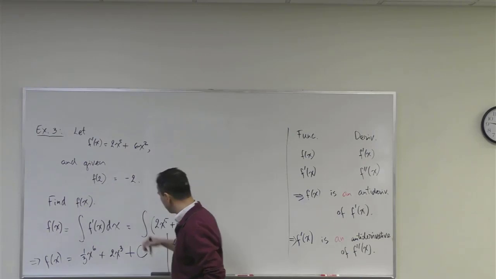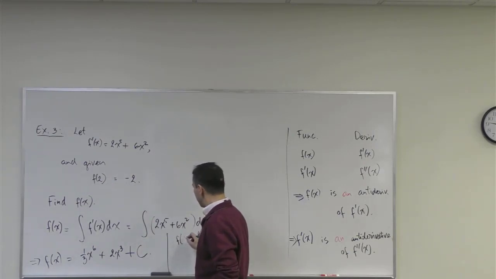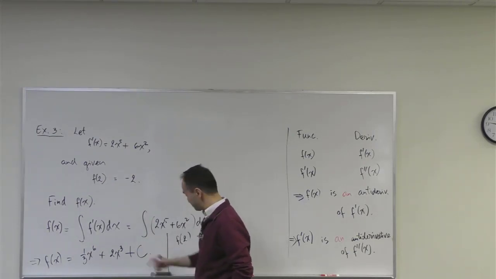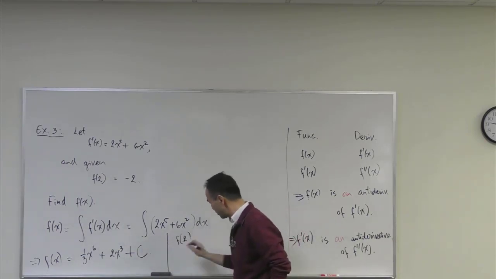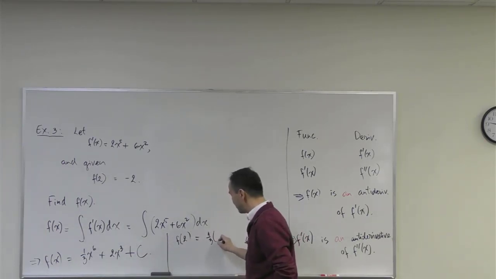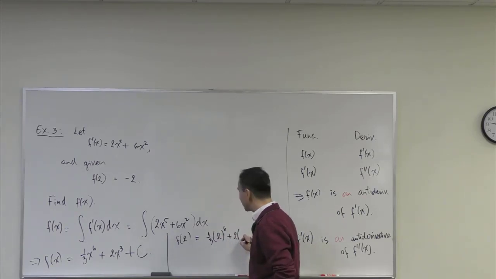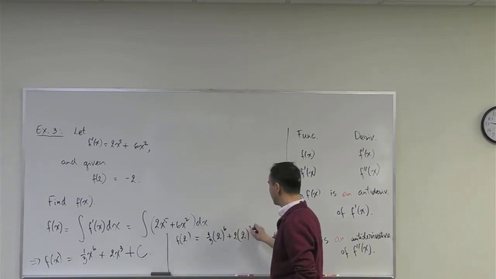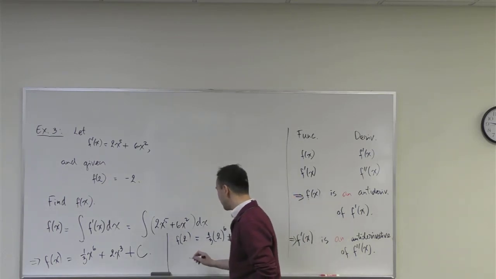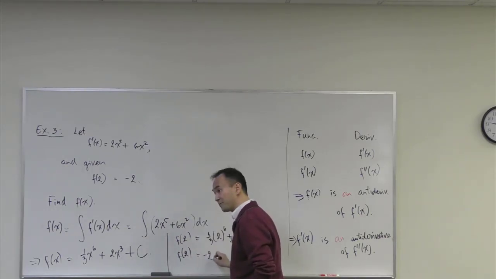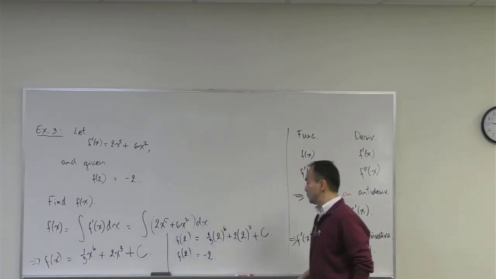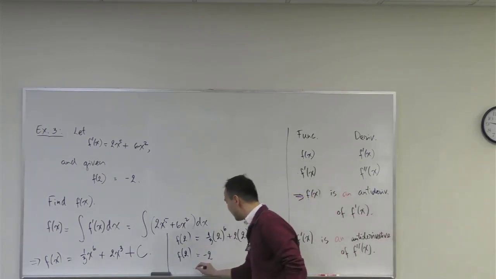This means x equals 2, right? So f of 2, according to this general antiderivative, we're looking at 1/3 times 2 to the 6th power, plus 2 times 2 to the 3rd power, plus c, and then we're ending up with some expression. On the other hand, it was given initially that when x equals 2, the output comes out being -2. Then you feel that.